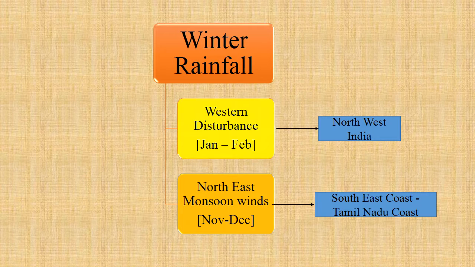Western disturbance, the source is the Mediterranean Sea from where they pick up the moisture, whereas for northeast monsoon winds, the source is the Bay of Bengal from where they pick up the moisture. When we compare these two winds, the one that gives heavy rainfall is the northeast monsoon winds because they are accompanied by tropical cyclones. Western disturbance does not give much rainfall. It gives only 5 to 7 centimeters of rainfall. Let's go to the next slide.